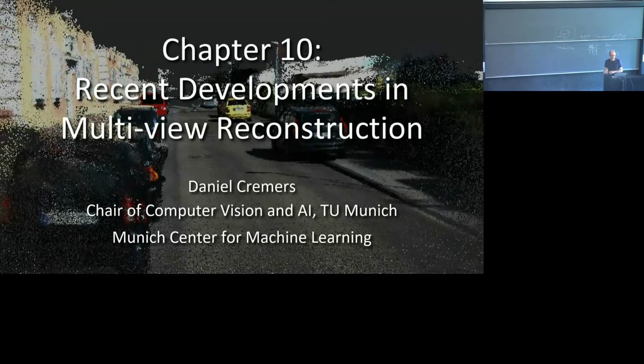The aim of this chapter is twofold. First of all, I want to show you that there's a lot of things happening in the field of camera-based reconstruction and 3D from images, multi-view reconstruction. But secondly, I want to show you potential areas that might be of interest to you for doing a thesis, maybe a master thesis or something.